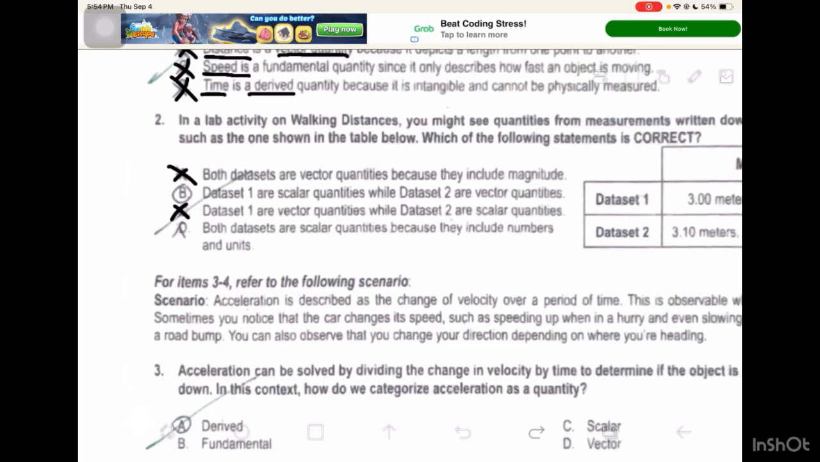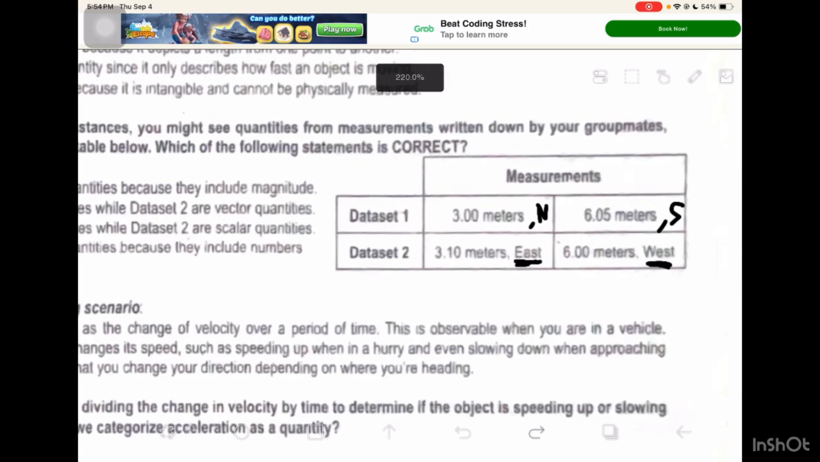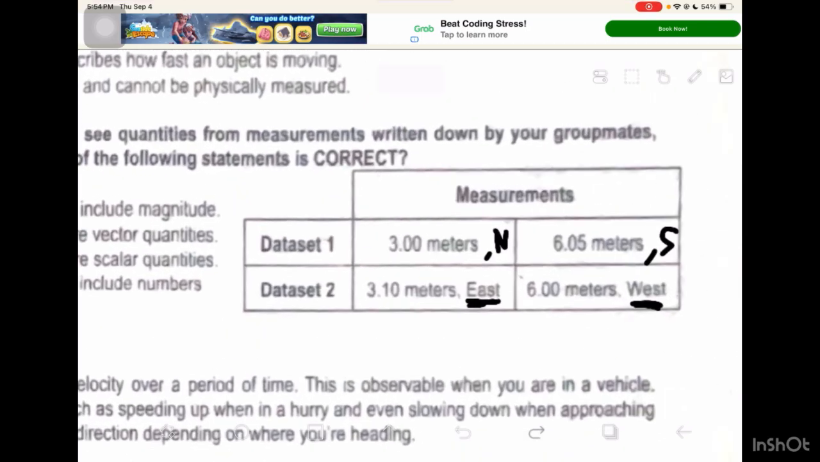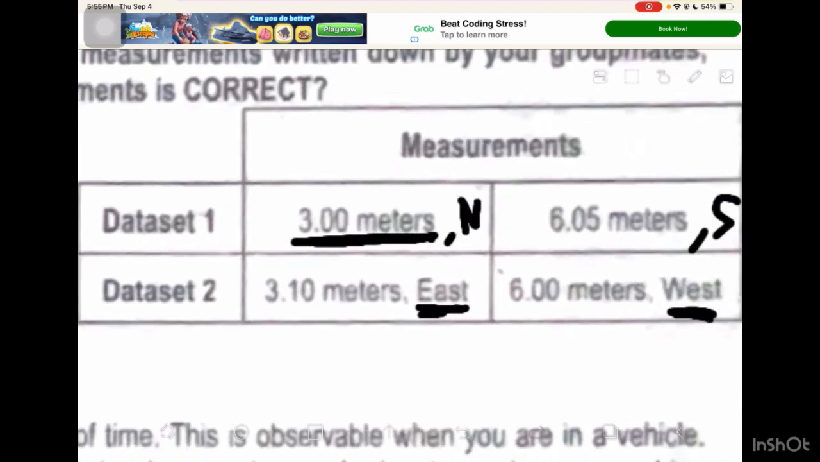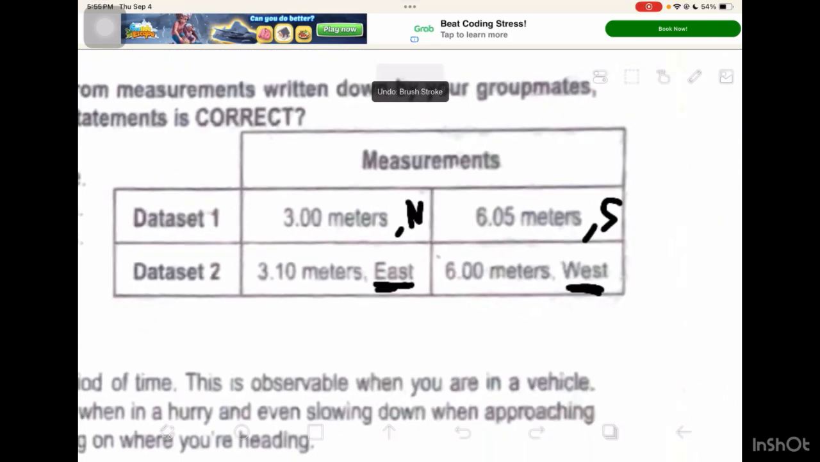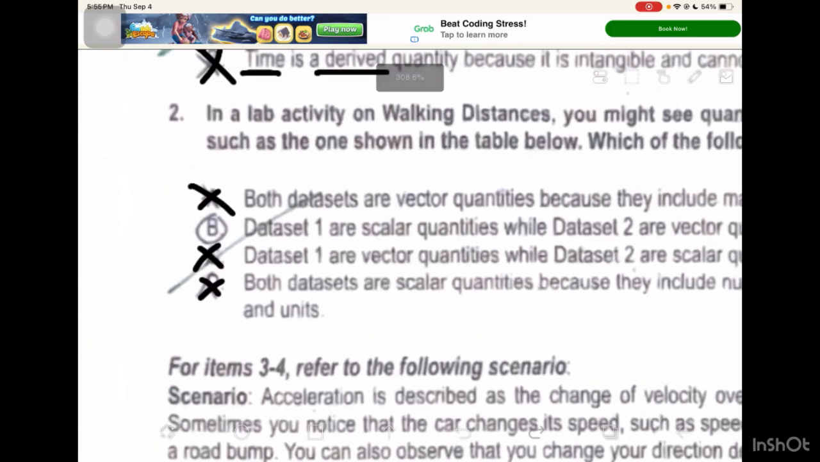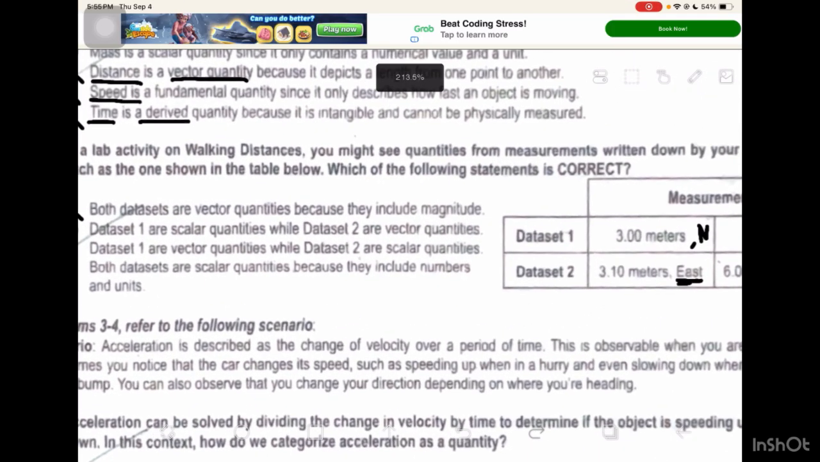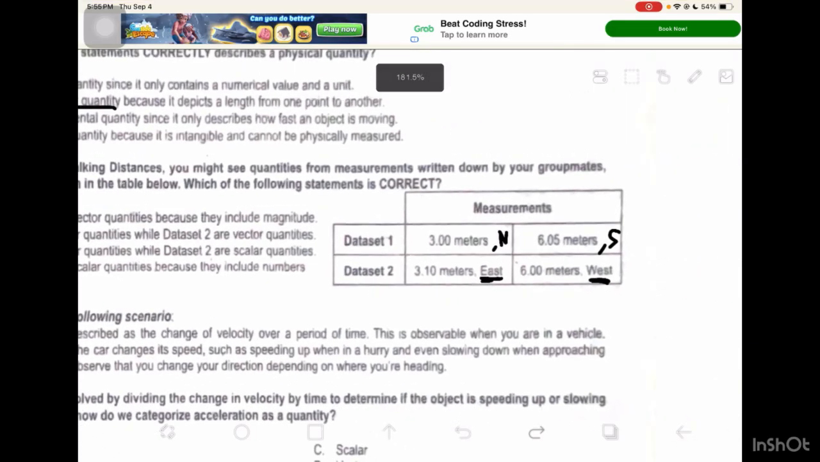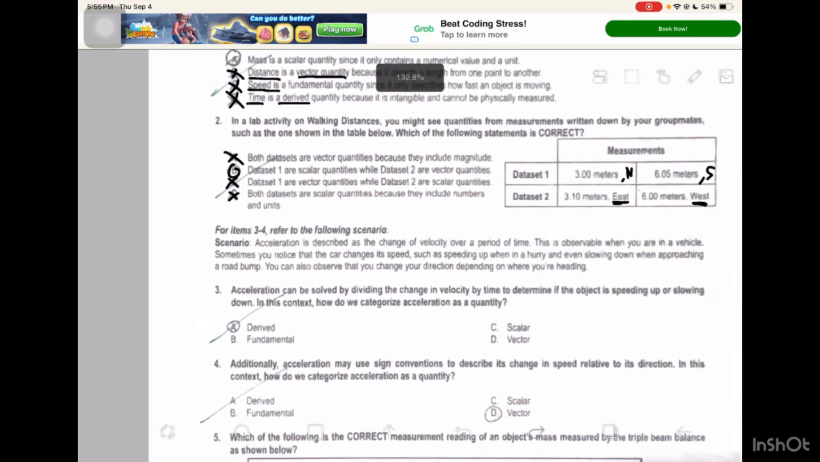Letter D: both data sets are scalar quantities because they include numbers and units. Although that is correct, that is not the proper way to define a scalar quantity. A scalar quantity has to only be this part. However, since we added the east and west on dataset 2, this is also false. So therefore, the answer is B. Dataset 1 is a scalar quantity, while dataset 2 is a vector quantity.